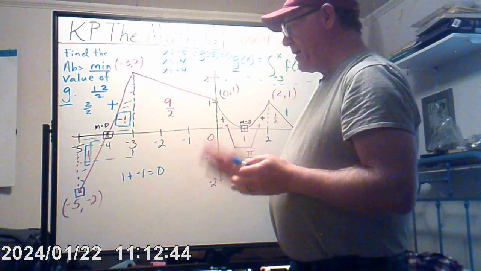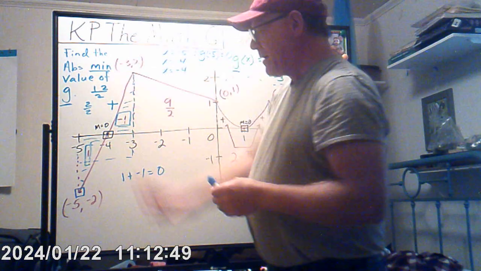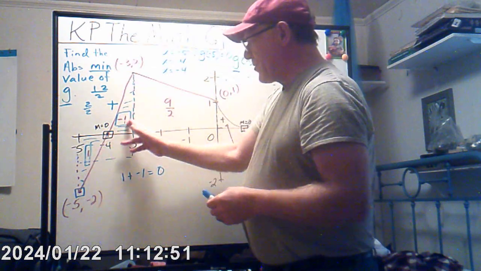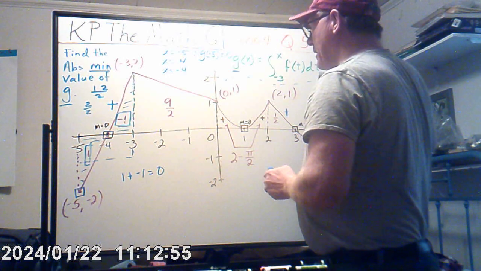And that's what you need to understand. You're looking at this area here plus this area here. This area plus this area is equal to 0. Alright.